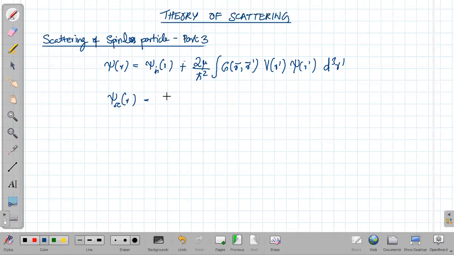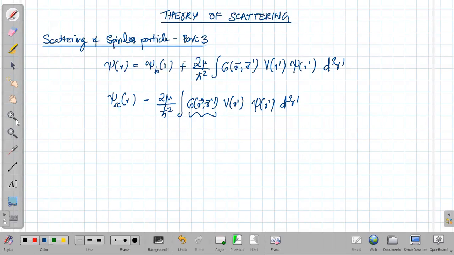The scattering wave function would take the form 2 mu by h bar square integral the Green's function G, V of r prime, psi of r prime d cube r prime. Now, the technique that we are going to use to find the expression for the Green's function is with the help of the Fourier transformation.